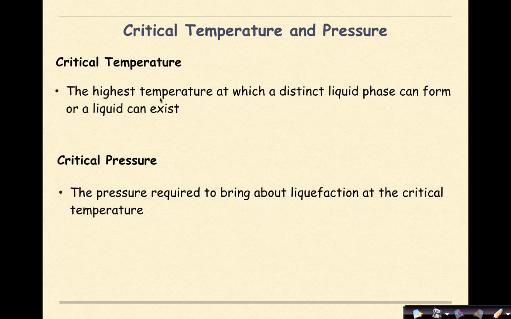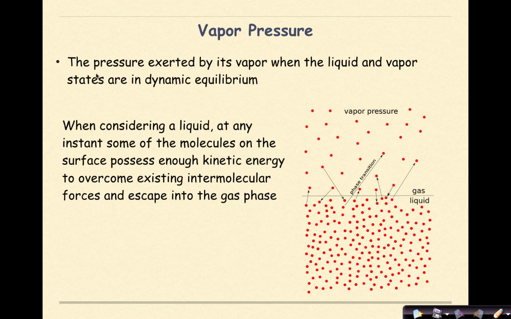Critical temperature is defined as the highest temperature at which a distinct liquid phase can form, or a liquid can exist. Critical pressure is defined as the pressure required to bring about liquefaction at the critical temperature. Liquefaction meaning the formation of a liquid. Vapor pressure is the pressure exerted by its vapor when the liquid and vapor states are in dynamic equilibrium. When considering a liquid, at any instant, some of the molecules on the surface possess enough kinetic energy to overcome existing intermolecular forces and escape into the gas phase.